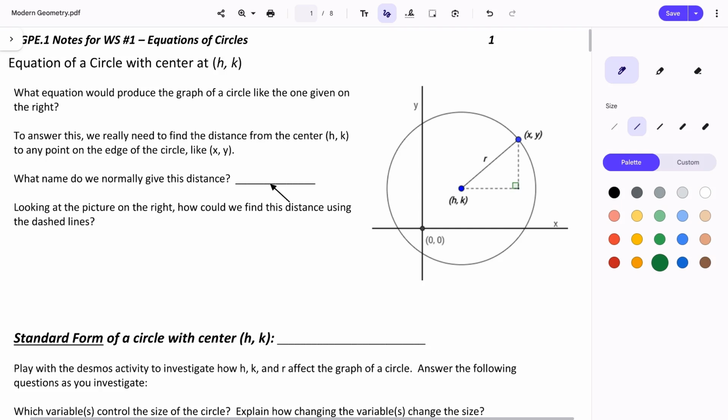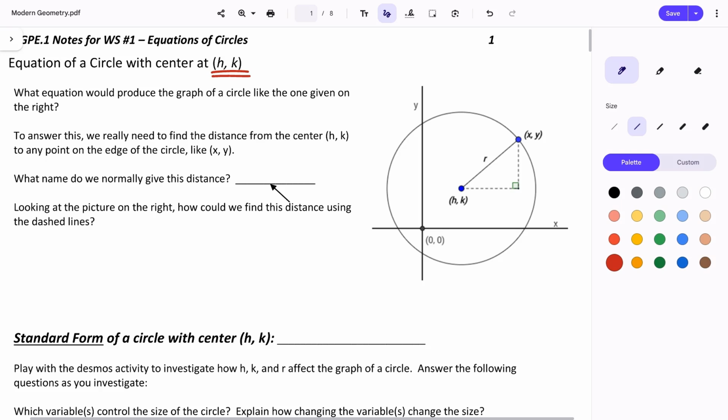Circles are no different. Circles have their own equation as well, but circle equations have a little bit more to them, I would say, than a linear equation does. When you have a circle, you need the center and you need the radius. The center is always going to be known as this point (h, k). So I have that up there at the top.